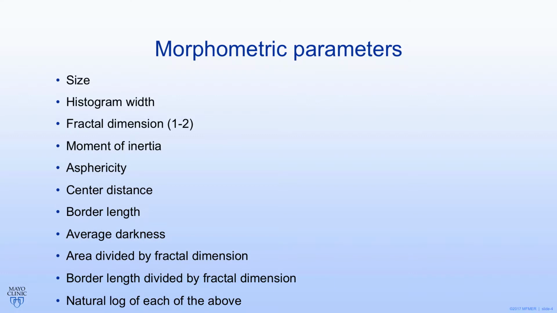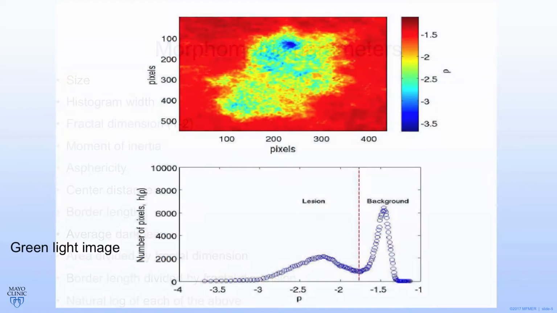When the scan is completed, morphometric parameters are derived, such as histogram width and fractal dimension. This is a false color example of histogram width. It's simply a measure of the degree of variability in the intensity of the pixels from a monochromatic green light image. The greater the width of the curve under the image, the greater the variability in reflection. Abstractions, such as this parameter, can be statistically correlated with biologic behavior.